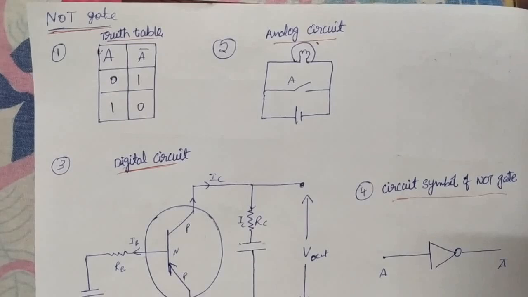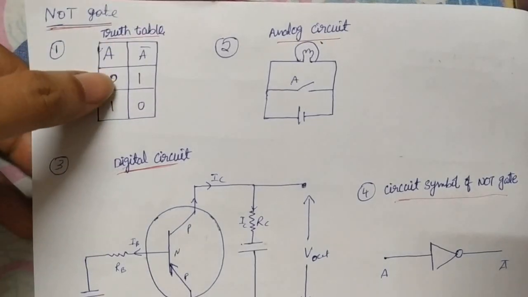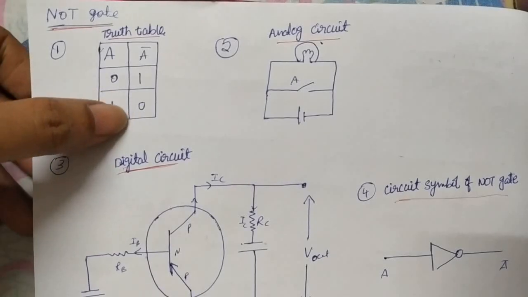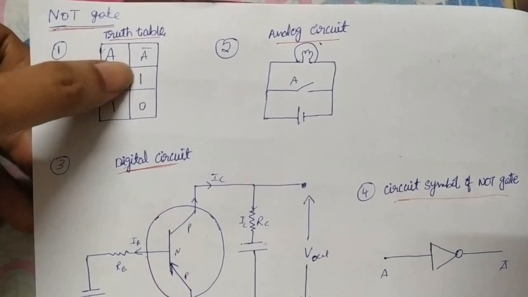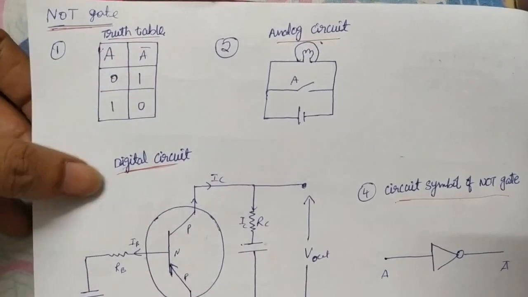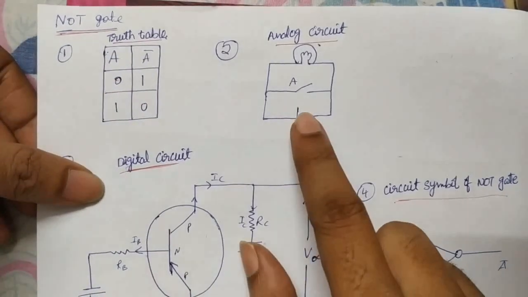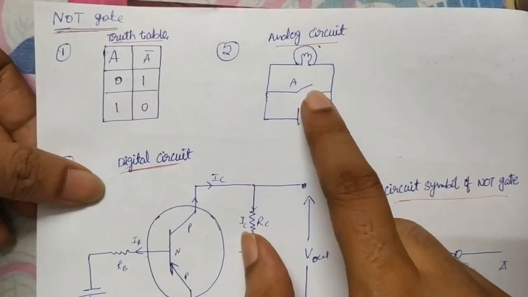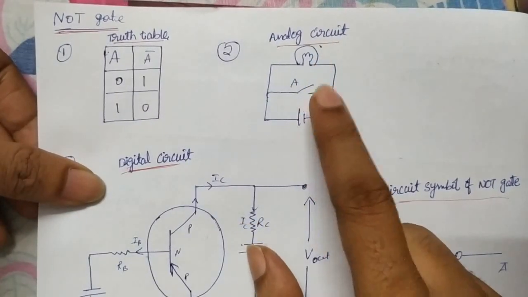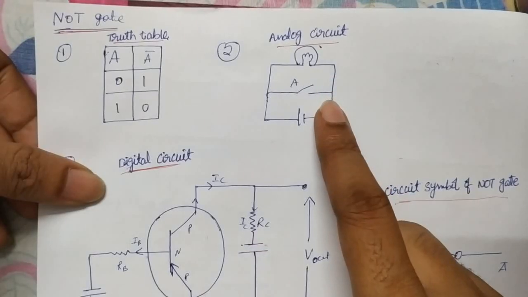NOT gate. NOT gate truth table. If you say false, you get true, and true means you get false. Reverse. We get the output represented with A bar. Only one input and one output is there. In the analog circuit, you see that when the switch is closed, the bulb is not working. When the switch is open, the bulb works. This concept we already discussed in the NOT gate concept.